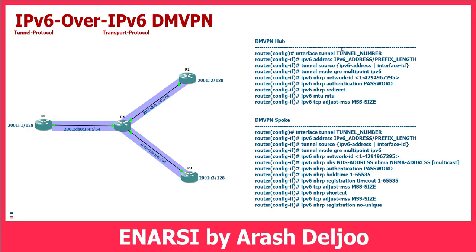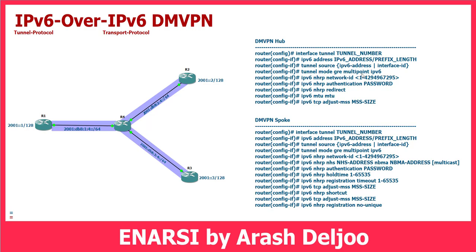Let me explain. Many of the features or commands are similar, and also here we have some little differences. One of them is that we are configuring IPv6 NHRP instead of IP NHRP in all configuration commands. And also about the tunnel mode, we are using tunnel mode GRE multipoint IPv6, not tunnel mode GRE multipoint.